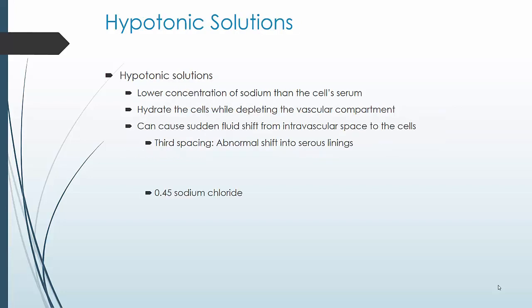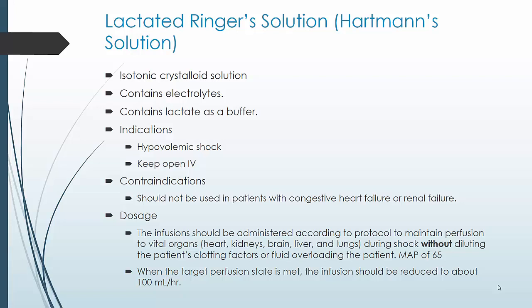Now your hypotonic is going to be a lower concentration of sodium than the cells, and this is going to hydrate the cells while depleting the vascular compartments. It's going to pull fluid out of the vascular space and into the cells. This can cause a very sudden fluid shift from that intravascular space, causing what they call third spacing. So this is an abnormal shift. All right, your half normal saline, or 0.45% sodium chloride, would be your prototype here.